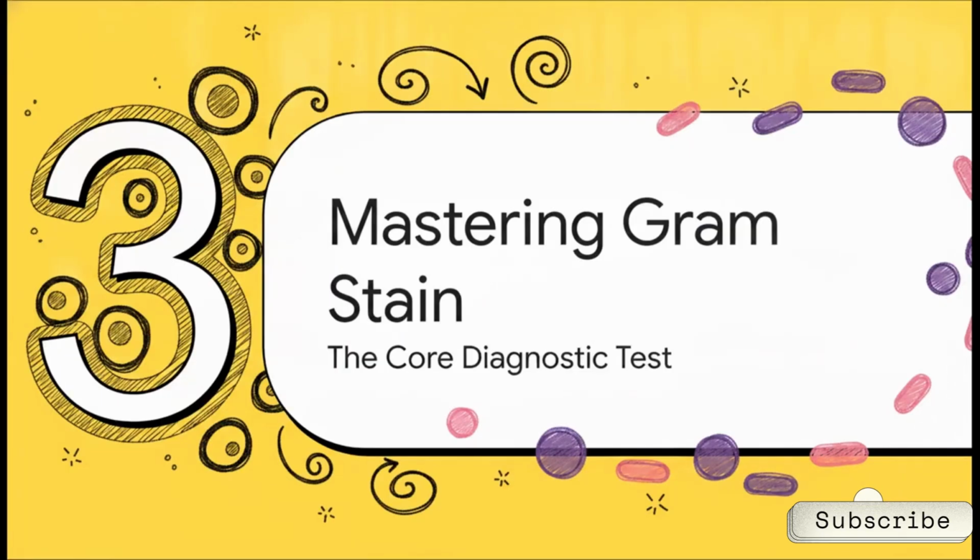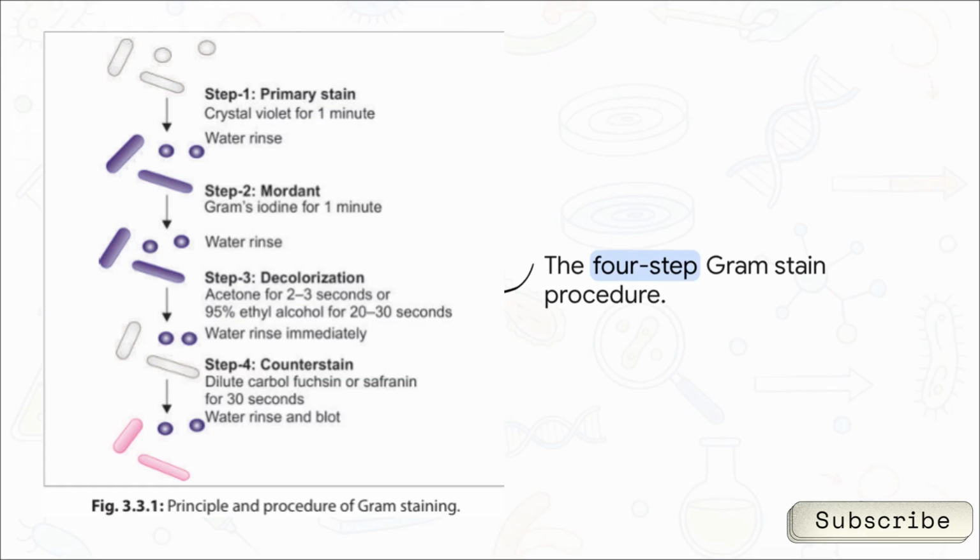All right, part 3, mastering the gram stain. This is the core diagnostic test. Over 130 years after it was discovered, this 4-step procedure is still the holy grail of diagnostic microbiology. You start with the primary stain, add a mordant, apply a decolorizer, and then finish up with a counterstain.